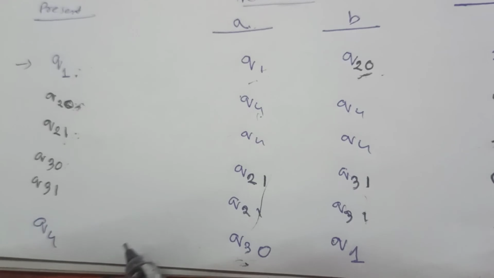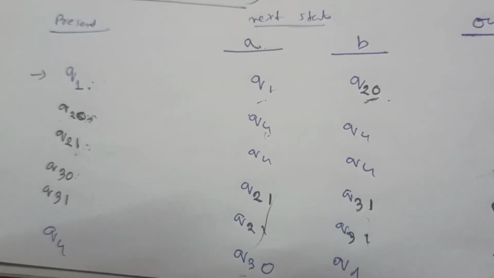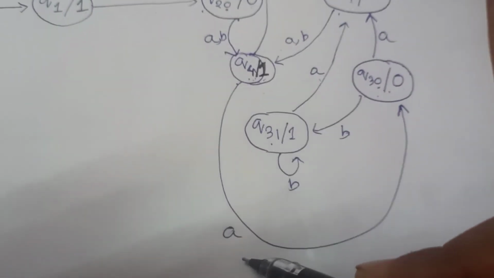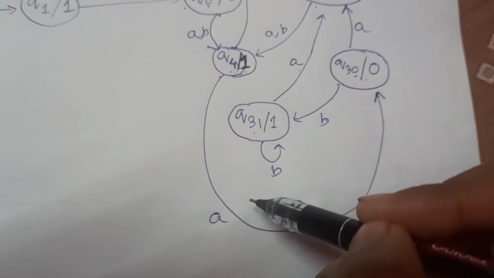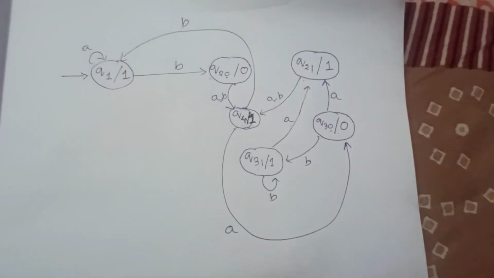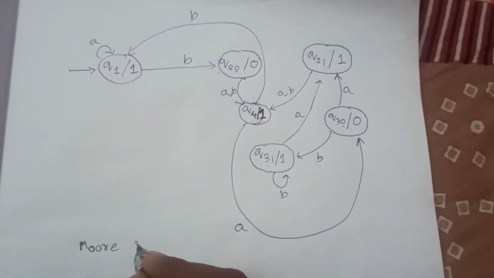Now only one state remains, that is the q4 state. I have already drawn it, but I have not shown the transitions. So q4 for a goes to q30 and for b goes to q1. Okay, so this is our Moore machine.